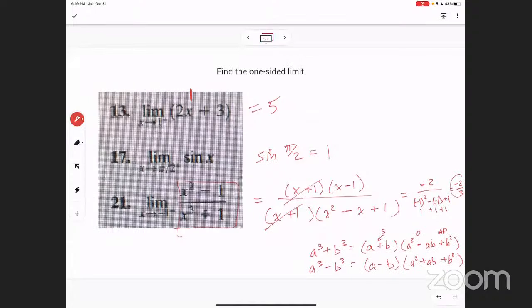But that's a hole, right? That actually doesn't work. What is the function value? The function value of that is undefined because you're not allowed to plug it in. You have a removable discontinuity. But the hole would be at -2/3. It would be at -1, -2/3.